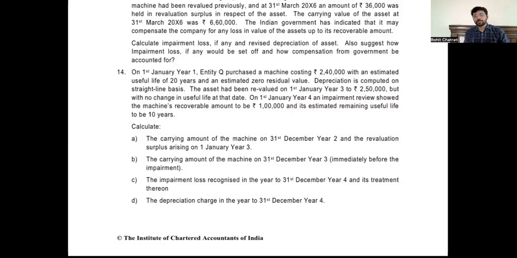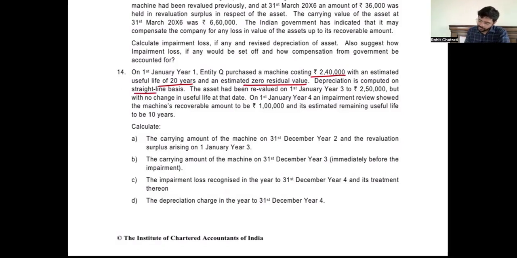All right, let's do a similar question, question number 14 from the Institute end of chapter questions. This is not the illustration, this is part of the end of chapter questions. On 1st January year 1, Entity Q purchased a machine costing rupees 2,40,000 with an estimated useful life of 20 years and an estimated 0 residual value. Whenever there's a 0 residual value, it's a bumper offer. You can directly do 2,40,000 divided by 20 years to be the depreciation per annum. So the depreciation will be 12,000 per annum in this case.